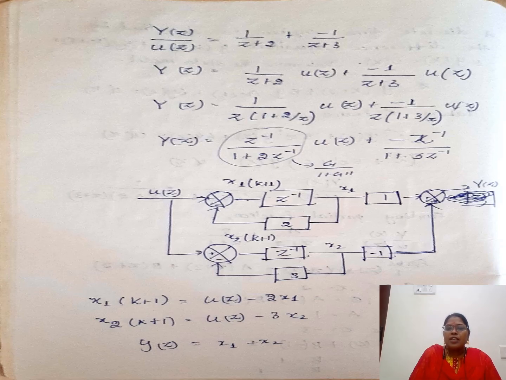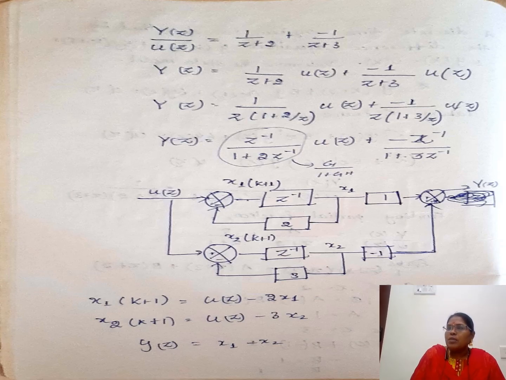And for this case, you have to draw another block diagram, z power minus 1 and 3, and combine these two. Now, this is multiplied with 1 and minus 1. So this is 1, so put 1 here. This is minus 1, so put minus 1, combine together, you will get this transfer function. So this is the block diagram.